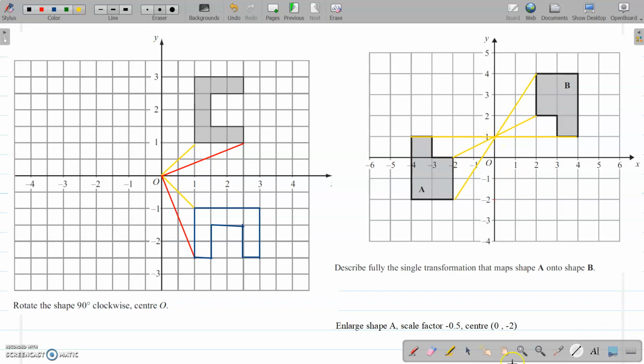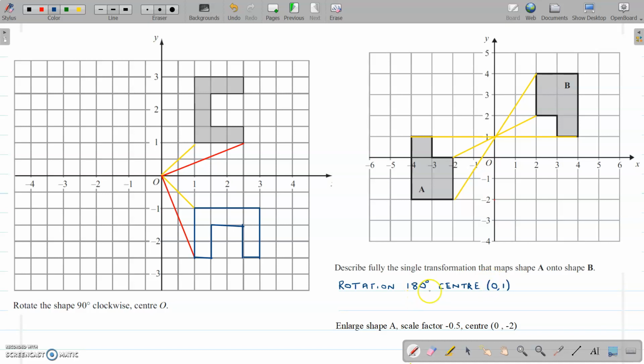So it was a rotation, and this is the most common answer that you would see for this question. Rotation, and this time it's 180 degrees, and then I need to give the center of rotation. The center is the point where those yellow lines cross through, which is the point 0, 1. All right, and that's the full answer.